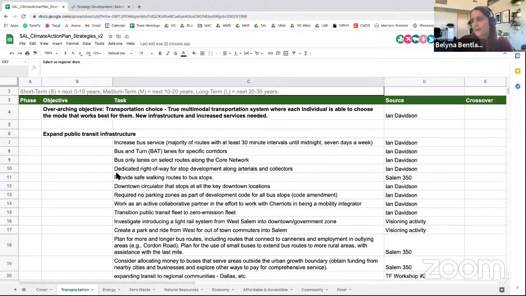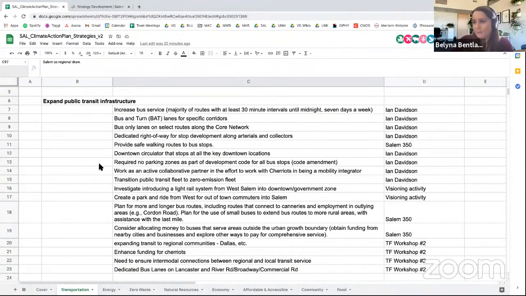So starting off at the top, we have this overarching vision statement from Ian over at Chariot. Thank you, Ian. Also from the workshop, the vision is really that people in Salem will have the choice to choose a mode of transportation that works for them, that living in Salem doesn't mean you're relegated to having to drive a single occupancy vehicle. So that's the vision. To get that vision, we need new infrastructure and increased services. That's where the strategies on this tab really focus.